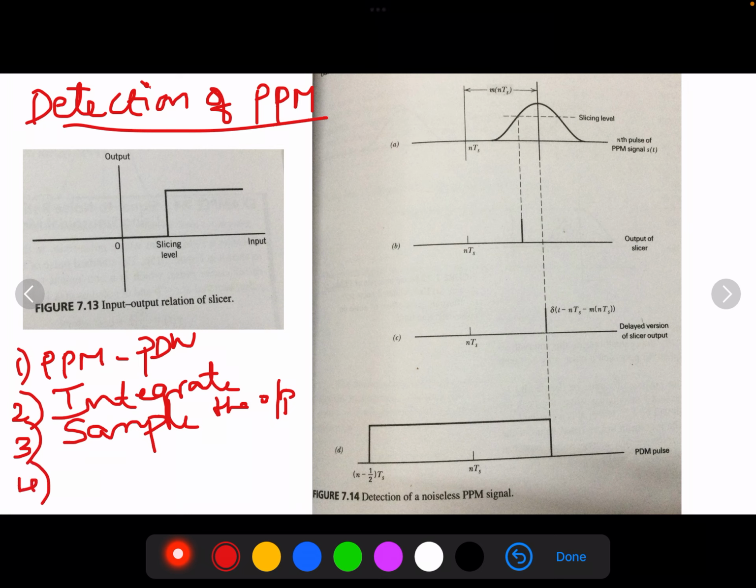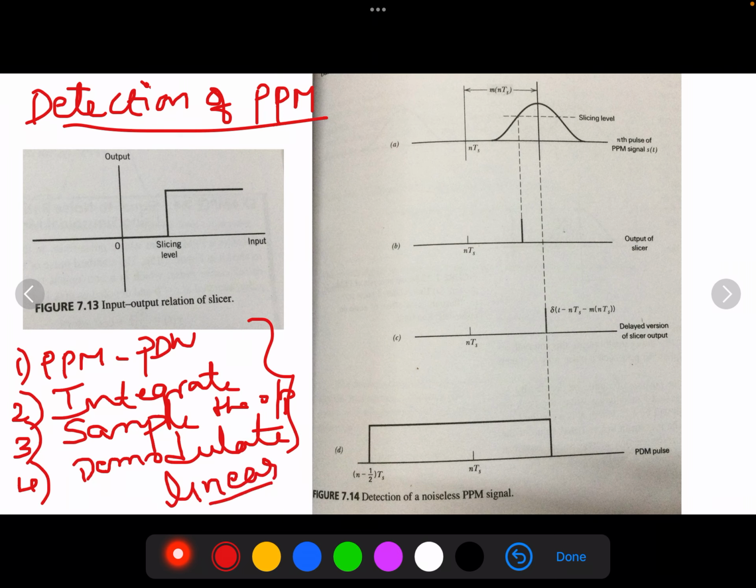Last step is to demodulate. Finally, we will demodulate the PAM wave to recover the original message signal M of t. So all the operations described here, all these four operations, are linear. In addition, a practical PPM receiver includes a non-linear device called a slicer.